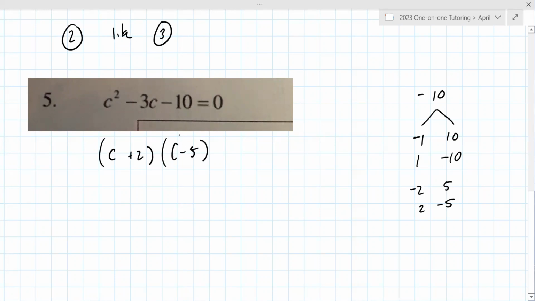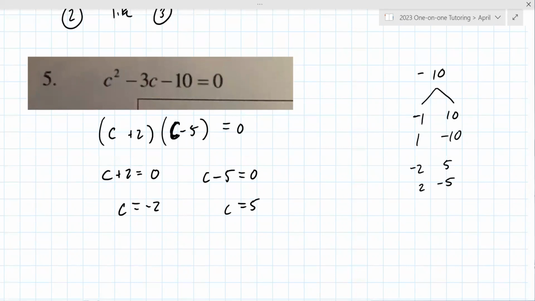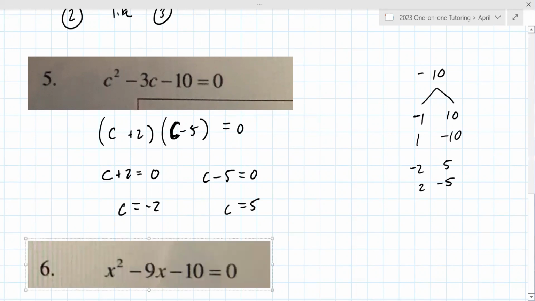If you go the other order where you go C minus 5 first, that's okay. You set them both equal to 0 and solve here. So C is -2, C is +5. So let me know when you get that down, and I'm going to have you try 6 right now because we've got the list for -10, so it should go pretty fast because you've already got all the factors of -10. But will you try this one, please, and let me know if you have any questions.